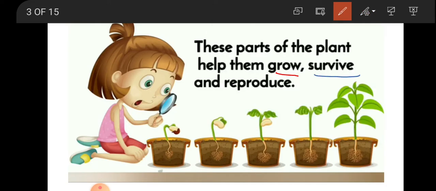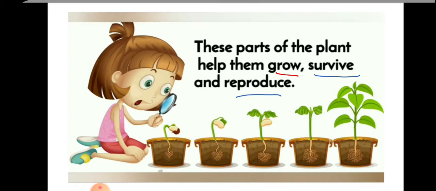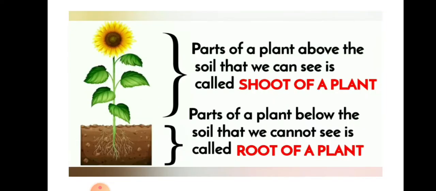Okay, to survive means इस धरती में जीना, to live on this earth, to survive on this earth as we are surviving. And to reproduce means to give birth to the new plant, okay, from the seed. ठीक है?